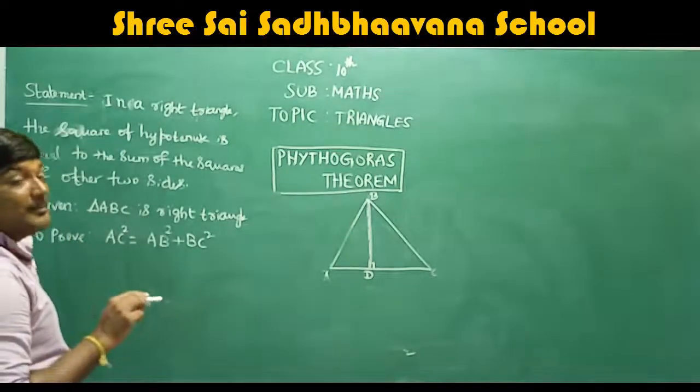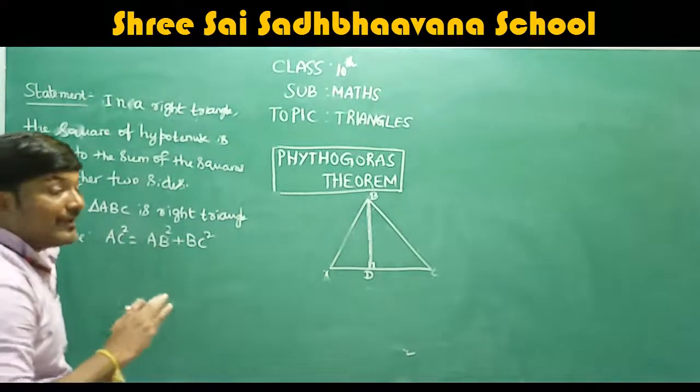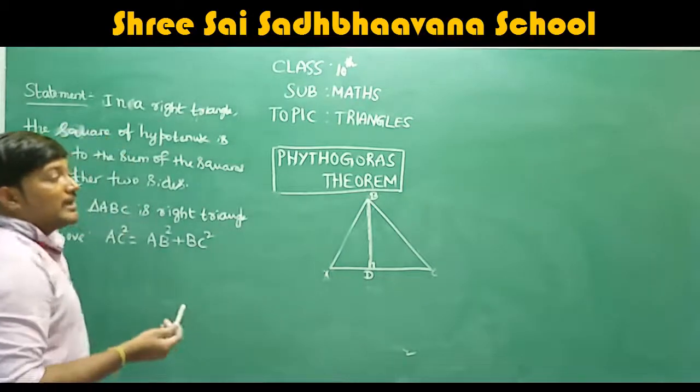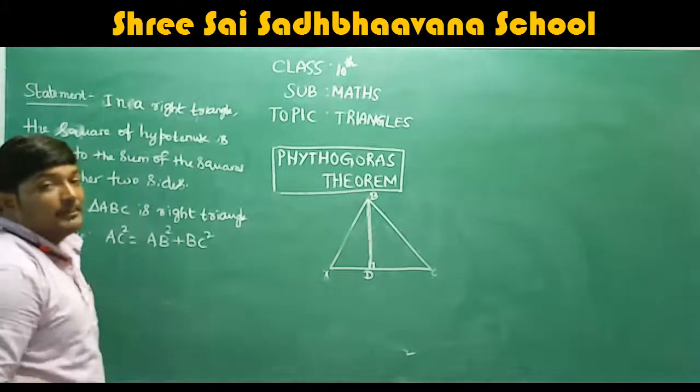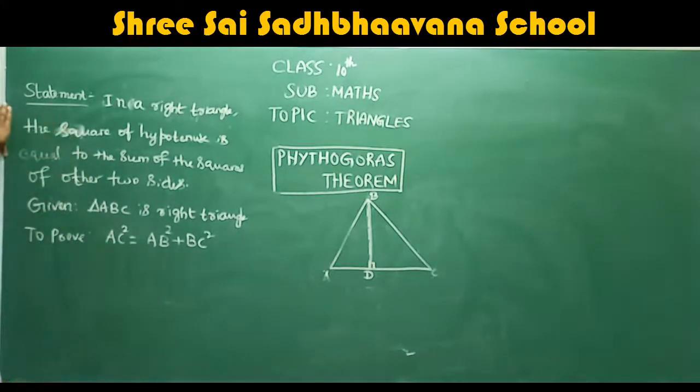And this Pythagoras theorem is applicable only for right angle triangles. You cannot apply this theorem for any other kind of triangles. It means we cannot apply this for obtuse angle triangle or acute angle triangle. This theorem is applicable only for right angle triangle. Okay, that you have to understand.